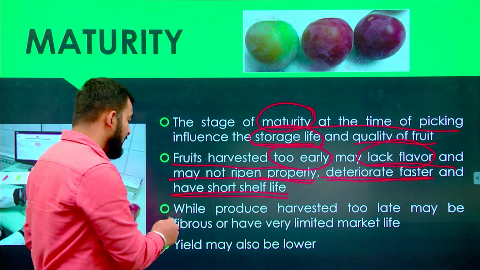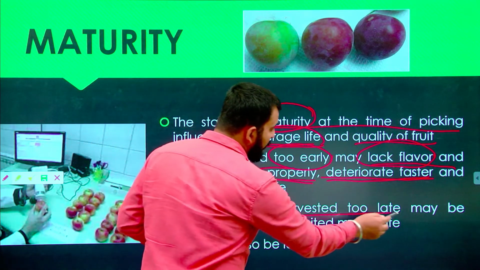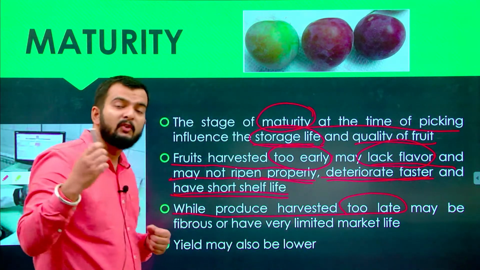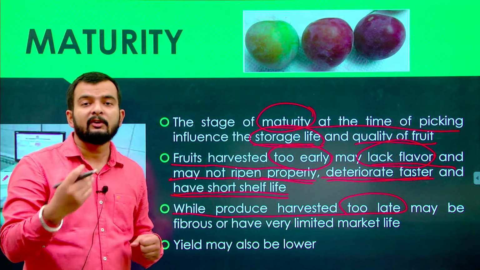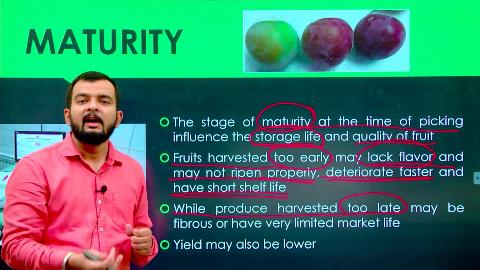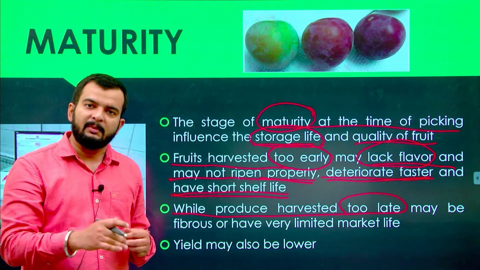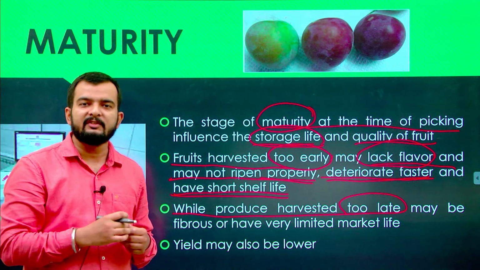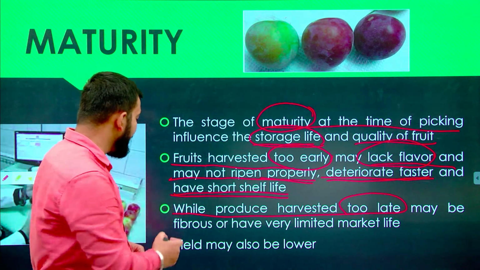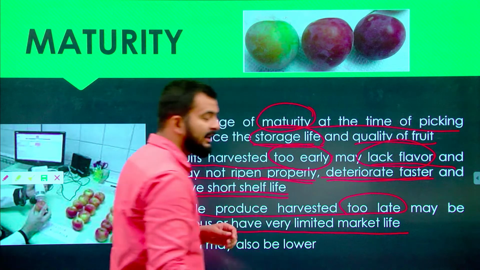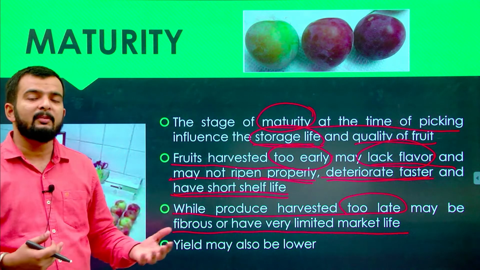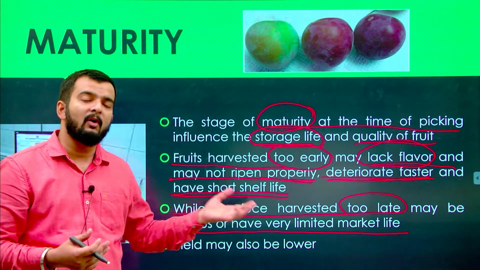While the produce harvested too late, that is, the fruit has been attached to the plant for a longer time, even after its full grown maturity has been achieved, it has still been attached to the plant and has not been harvested, not been plucked. So what will happen? It may be too fibrous and have limited market life. That is, the fruit has ripened on the tree.